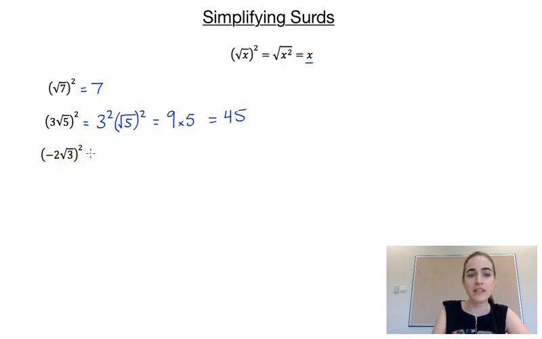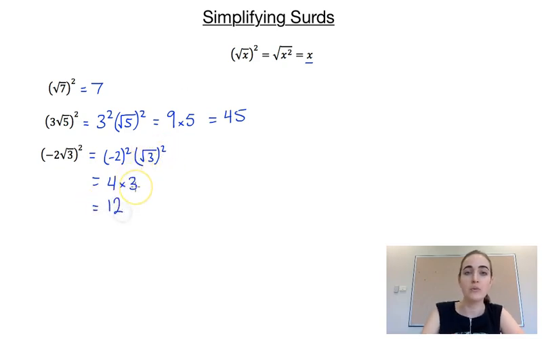And our last one here, again, we're going to have that minus 2 squared. You need to be really careful when we've got a negative squared that you do still keep it in your brackets if you're putting it in your calculator. And then we have that square root of 3 squared. So that minus 2 squared is minus 2 times minus 2, which is 4, times this whole section will just give us 3. So our final answer will be 12.